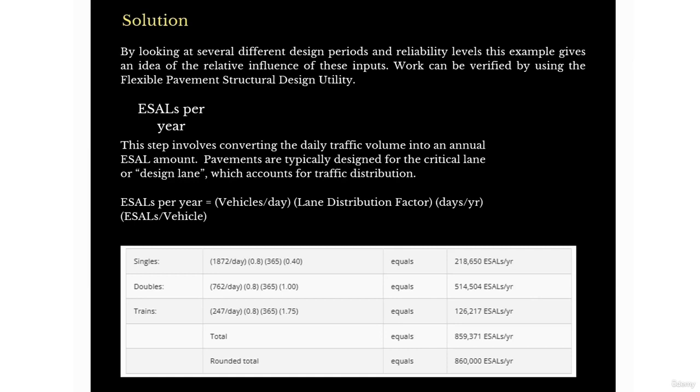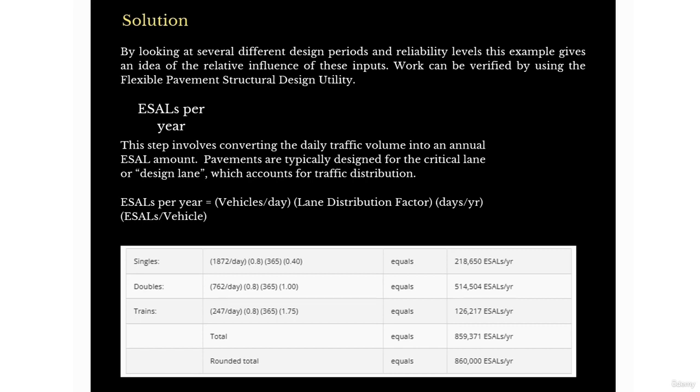And then the solution. By looking at several different design periods and reliability levels, this example gives an idea of the relative influence of the design inputs. The work can be verified by using the flexible pavement structural design utility. So the ESL per year. This step involves converting the daily traffic volume into annual ESL amounts. Pavements are typically designed for the critical lane or the design lane, which accounts for the traffic distribution.